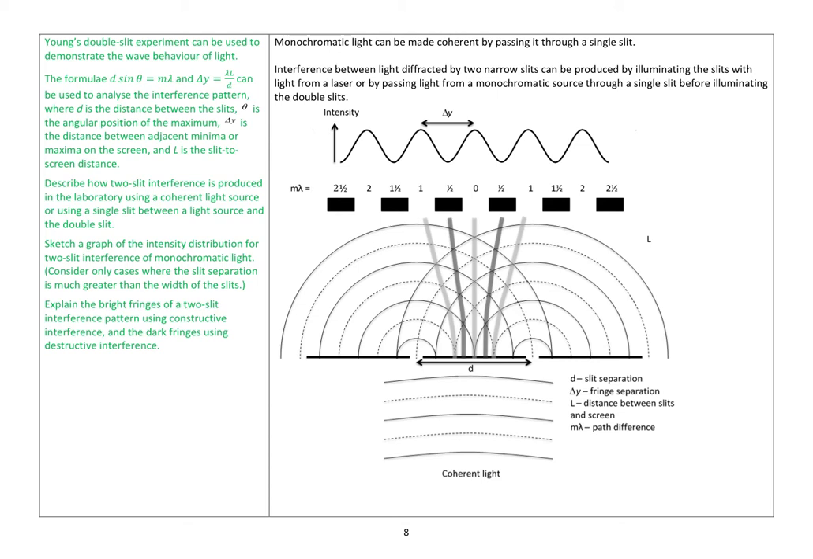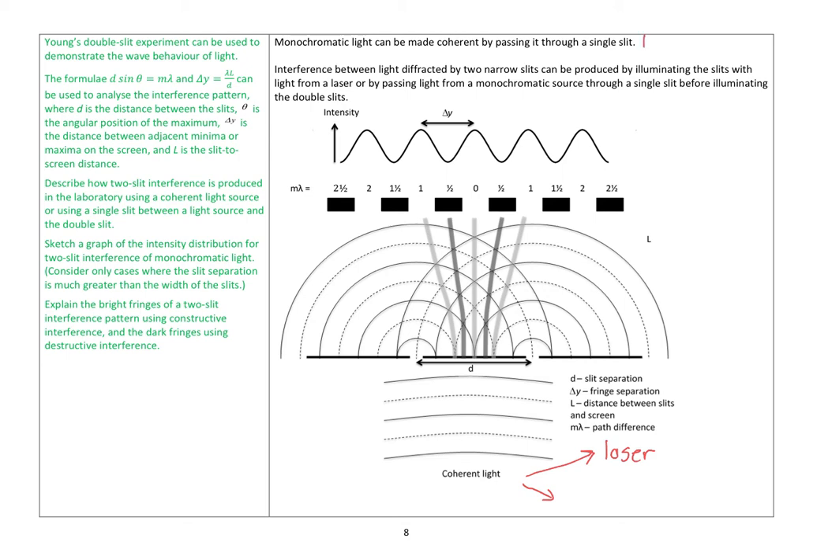So what we are doing here is taking coherent light, and that coherent light can be generated in two ways. We can either have coherent light because we are using a laser. Later on in the course, we'll explain why light generated by a laser is coherent. But for now, you can either get coherent light from a laser or, as it says at the top there, monochromatic light can be made coherent by passing it through a single slit.